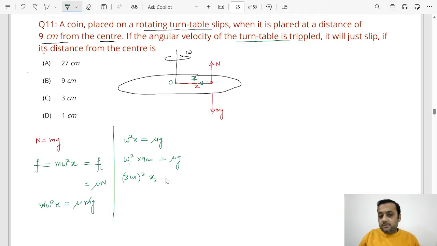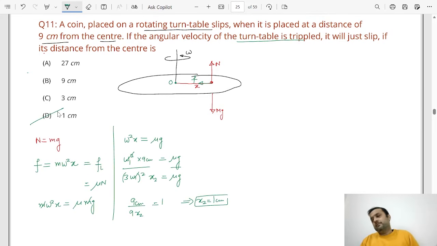Mu has not changed, g has not changed, so we can say that these two things should be equal. So if I take the ratio, omega square will get cancelled. This 9 centimeter upon x2 will be 9, so 9 into x2 will become 1. That means x2 will become how much? x2 will become 1 centimeter. So option D will be the correct answer for this question. I hope you have understood. All right.